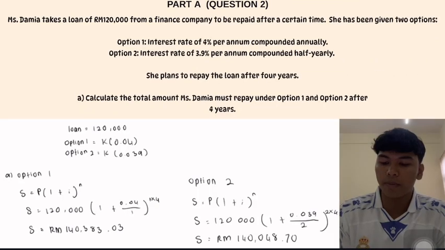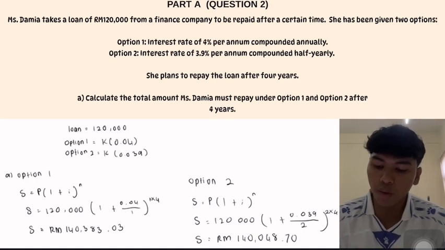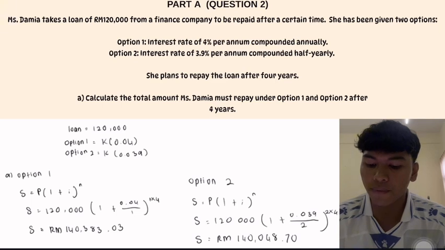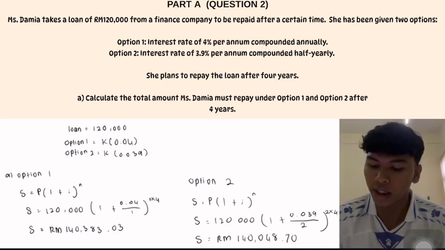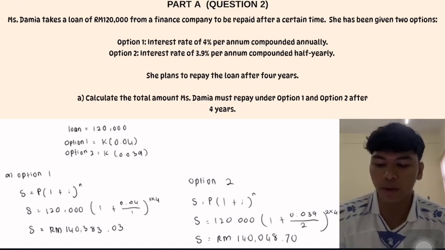For part A, question 2. Miss Damia takes a loan of RM120,000 from a finance company to be repaid after a certain time. She has been given 2 options. Option 1, interest rate of 4% per annum compounded annually. Option 2, interest rate of 3.9% per annum compounded half yearly.